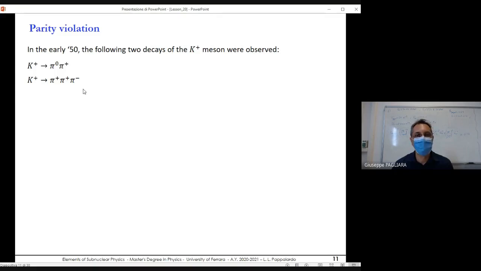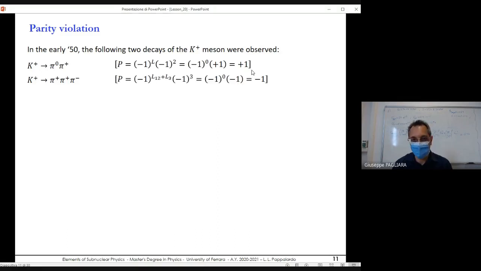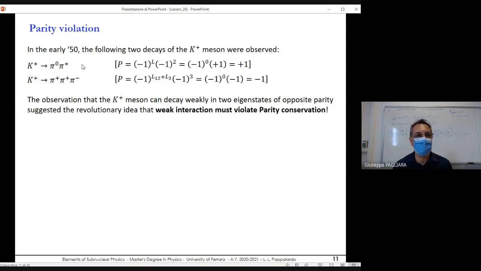What is the problem here? Let's calculate the parity of the first one. That is minus 1 to the L, and then we have the intrinsic parity of the pi, which is minus 1 squared. These are low-lying states, so L is equal to 0. Overall, the parity is positive. What about the other? If you now calculate the other, we have three pions, so we have an additional minus sign, and the parity is negative. So we have found that the same object, the K plus, can decay into two final states which are eigenstates of different parities.